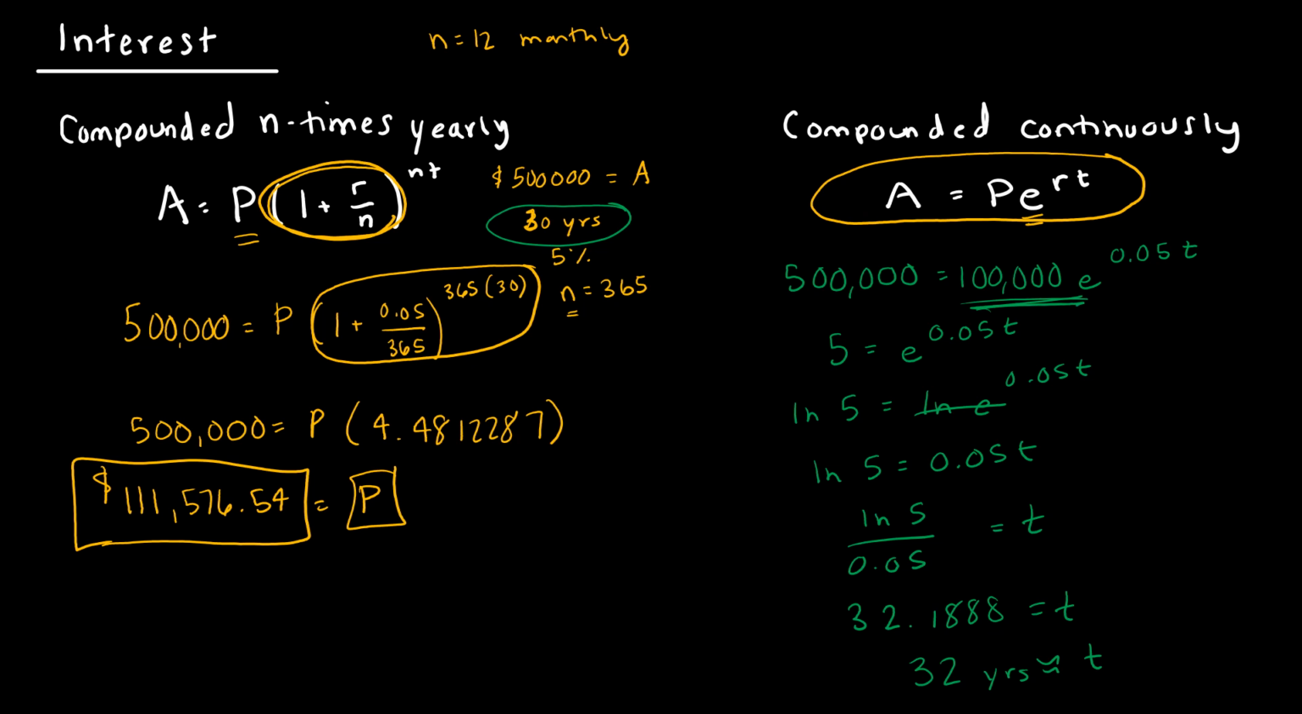Obviously, I'm investing less, so I have to invest it a little bit longer. But again, that's just a quick review as to how you find interest compounded continuously or yearly, monthly, daily, etc.